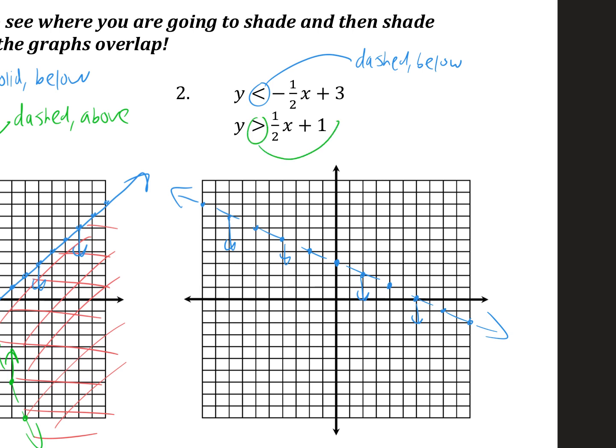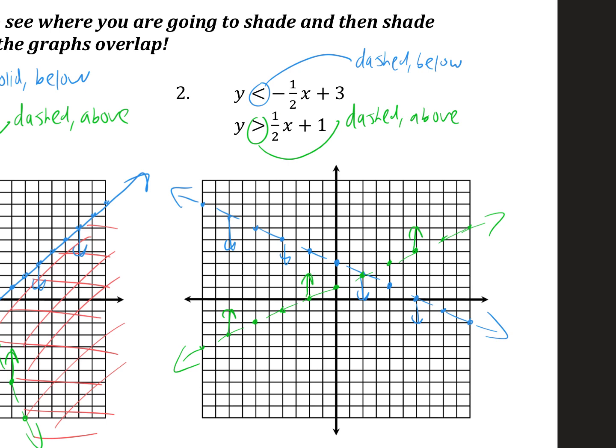This one over here, it's not equal to, so it's dashed. And it's above. So we go up 1, put a point. Up 1, right 2. Up 1, right 2, all the way across, down 1, left 2. And dashed again, so we go dashed. And so for this one, we're going above the green line. So we're going to go above here.